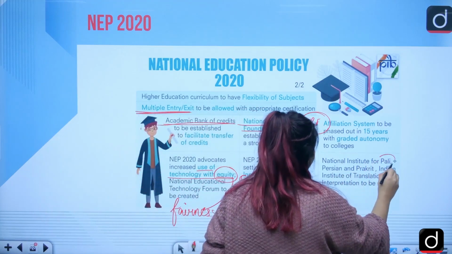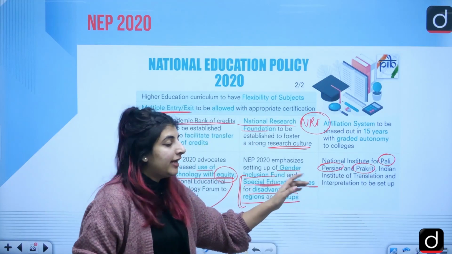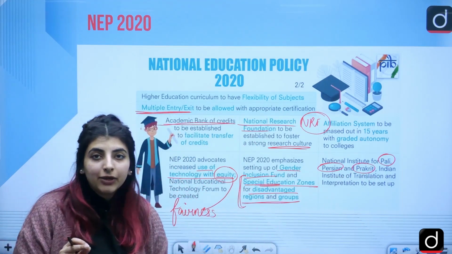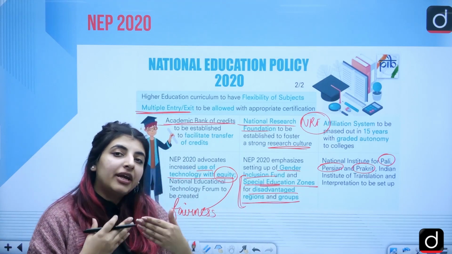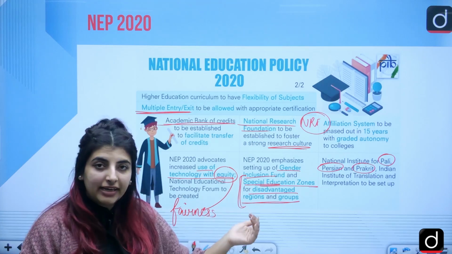National Institution for Pali, Persian, Prakrit, which is the Indian Institute of Translation and Interpretation, to be set up. So I was telling you, right, that they are trying to bring forth the rich heritage that we have forgotten since ages, right?